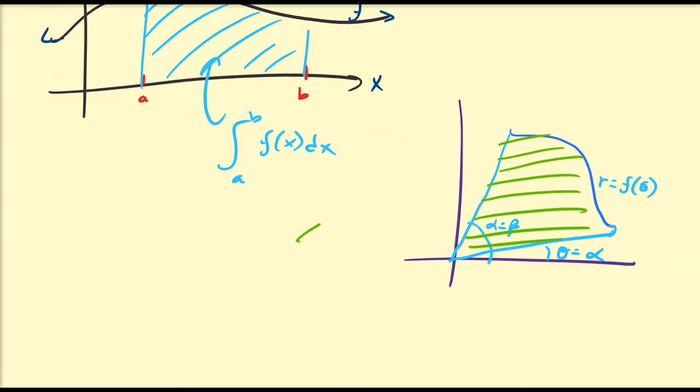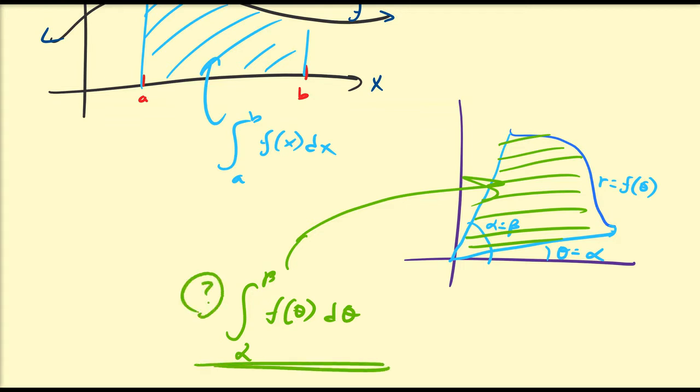So, my question that I'll answer in this video is this: is this area precisely the integral from alpha to beta of f of theta d theta? That is, is integration in the polar domain simply a change of variables and change of limits, or is there more that needs to be added in order for this to be true?